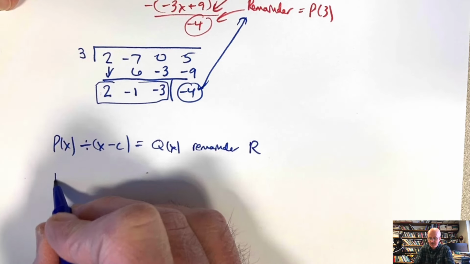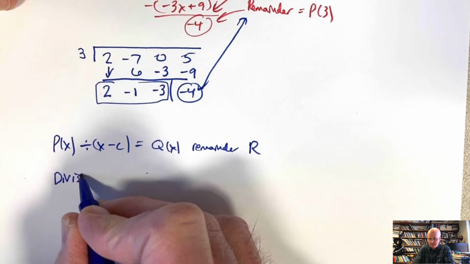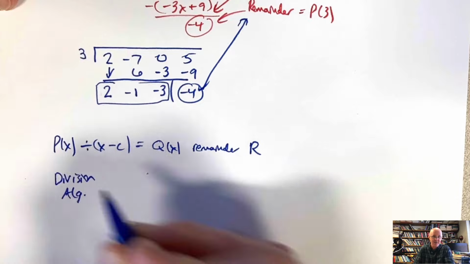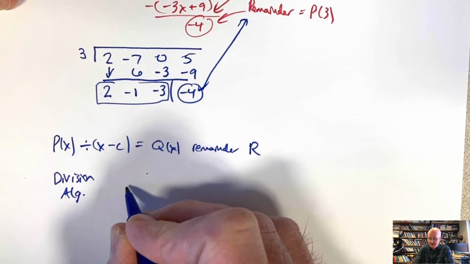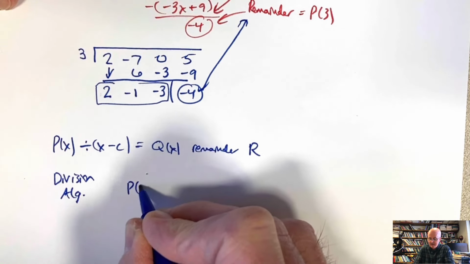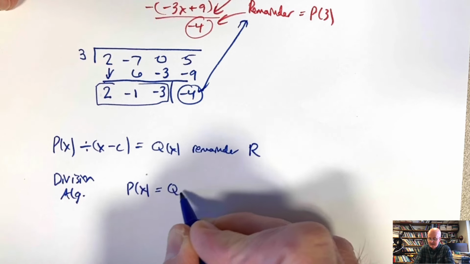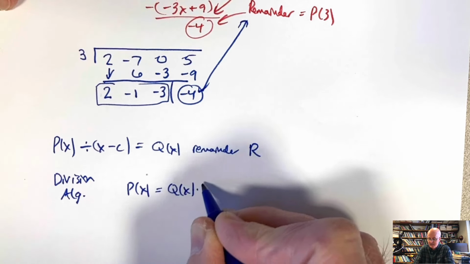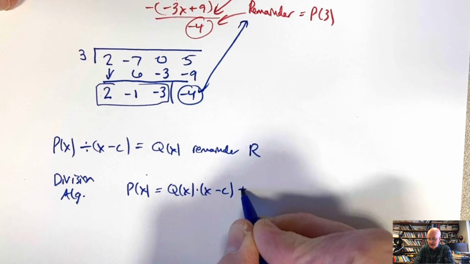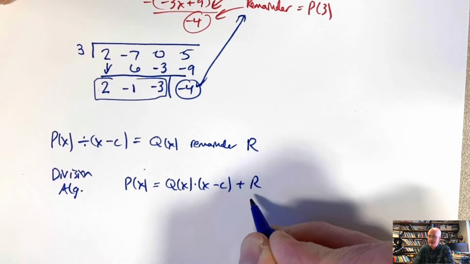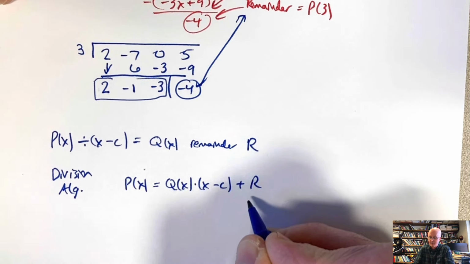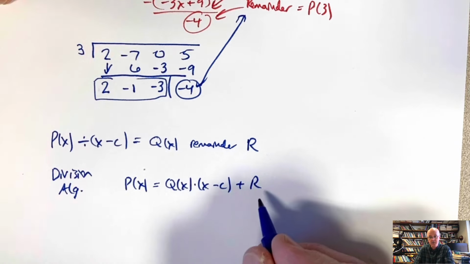By something called the division algorithm, which is not really an algorithm, but really a formula, a theorem, we can write p of x as q of x, the quotient, times x minus c plus the remainder. And again, in general, the remainder is a polynomial. But again, when you're dividing by a linear polynomial, it will be a constant remainder.